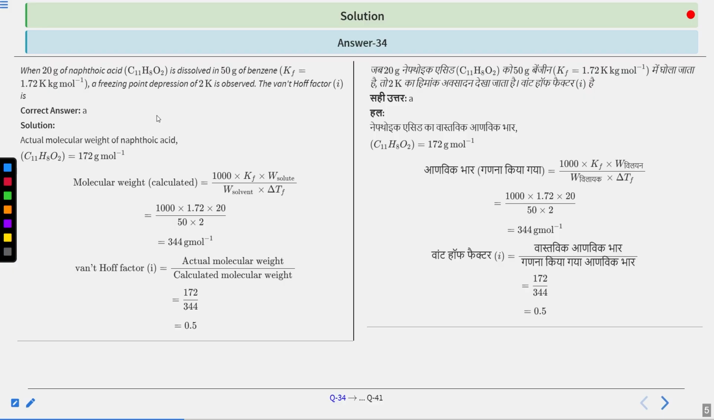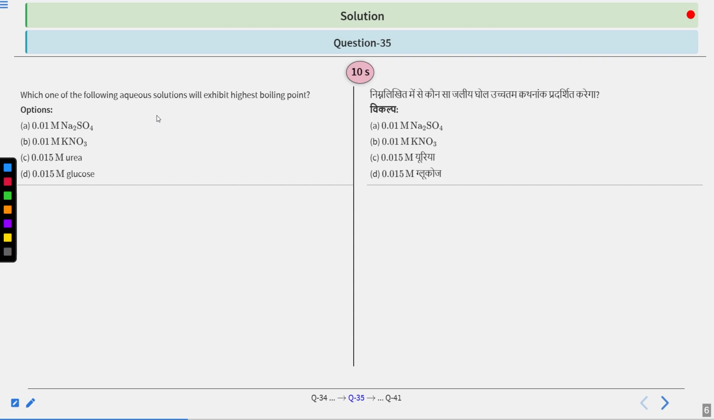So your next question is question number 35. Question number 35 says that which one of the aqueous solutions will exhibit the highest boiling point. You have options as 0.01 molar Na2SO4, 0.01 molar KNO3, 0.015 molar urea and 0.015 molar glucose. So the hint for this question would be that you don't have to worry about the nature of the solute.